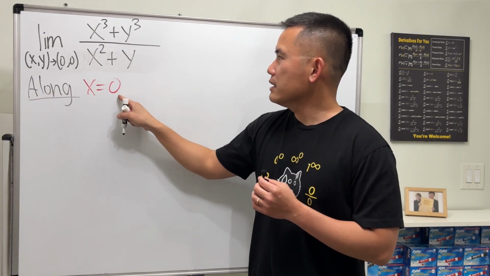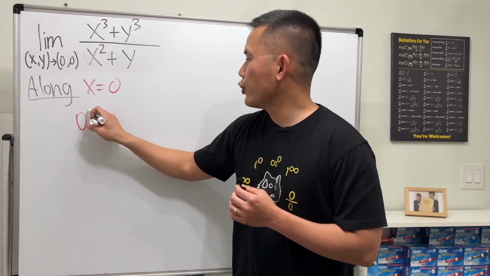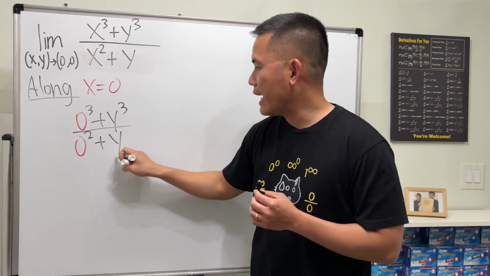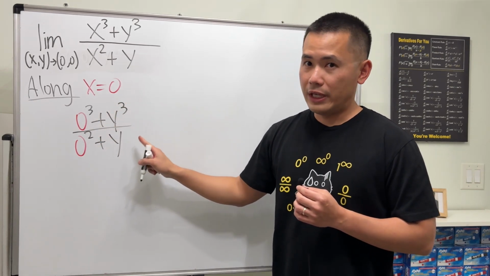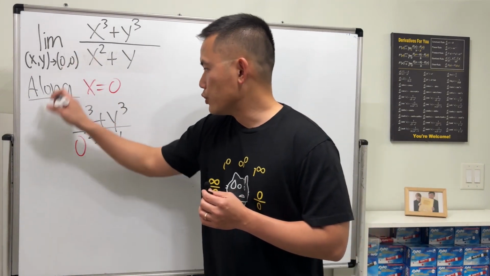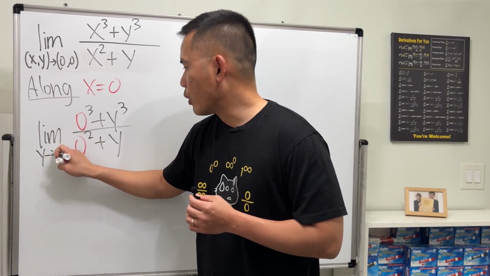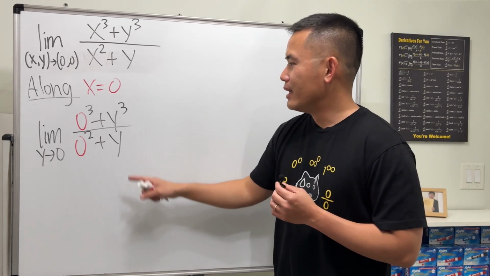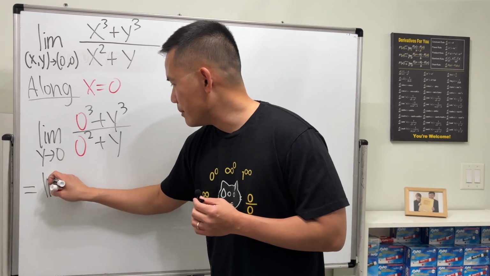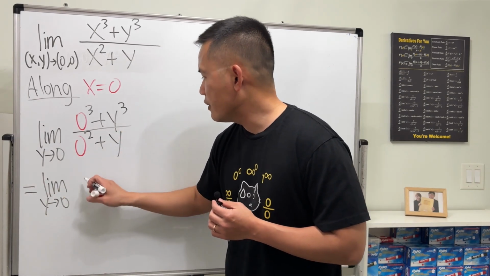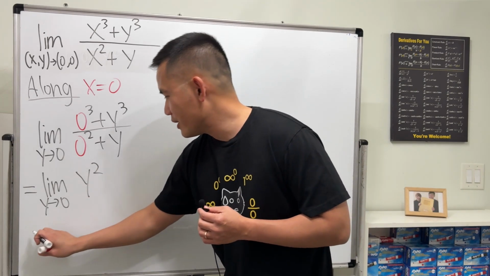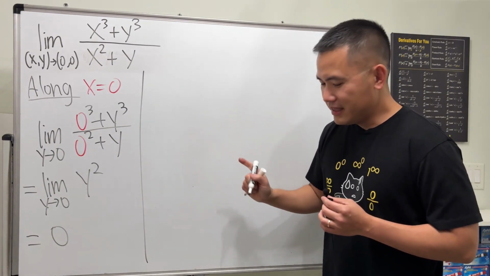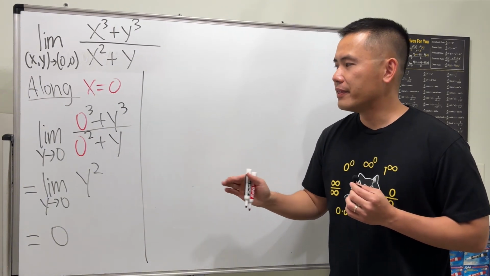So now, if we plug in 0 into x, we have 0 cube plus y cube over 0 square plus y. This is the expression that we have, so we just have y left, right? So we just have the limit as y approaching 0, and we are back to the one variable situation. We can cancel, so this right here is just the limit as y approaching 0 of y squared. Plugging 0 into here, the answer is just equal to 0. Done.